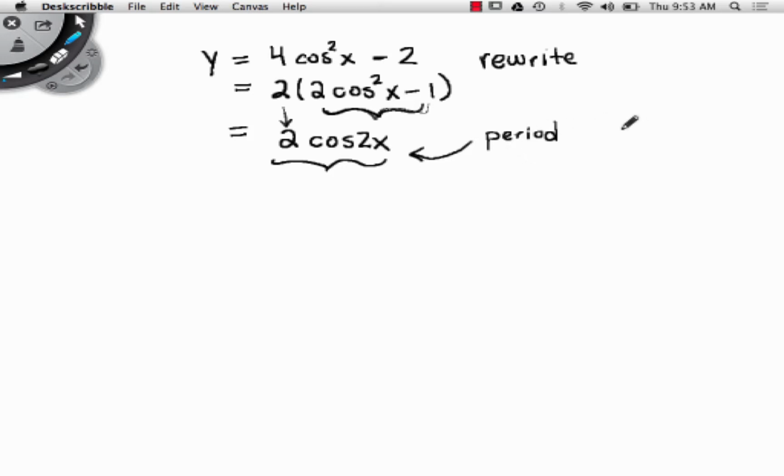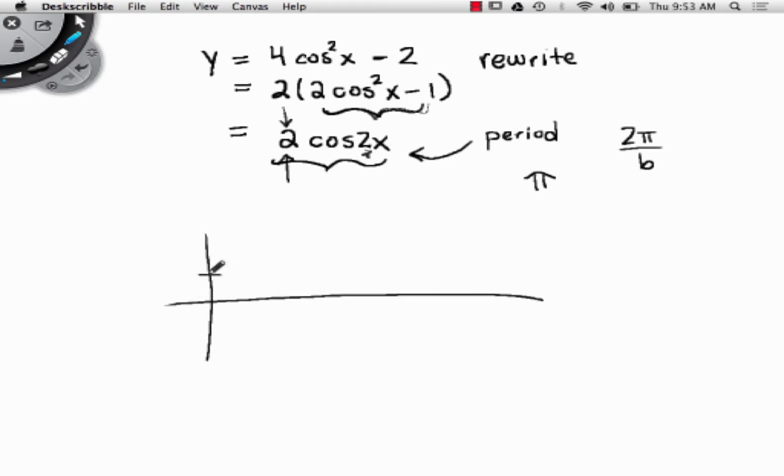So what you do is you take 2 pi and you divide it by what we called b, which was the number multiplied by x on the inside. So the period of this function is pi. It has an amplitude of 2, so the function looks something like this. Goes up 2, has a period of pi, so here's pi over 2, here's pi over 4, here's 3 pi over 4, and it goes down 2, so it's going to go down like that.